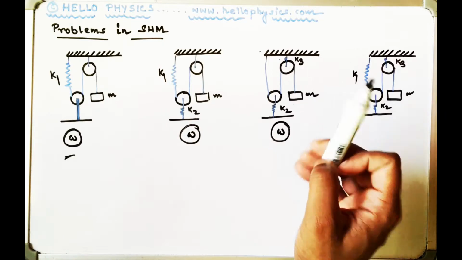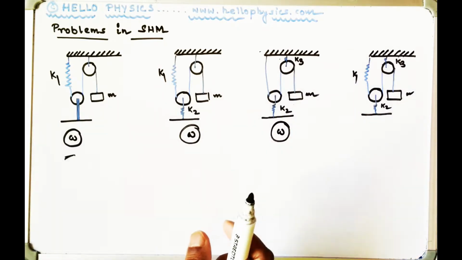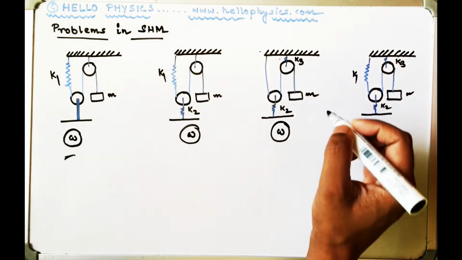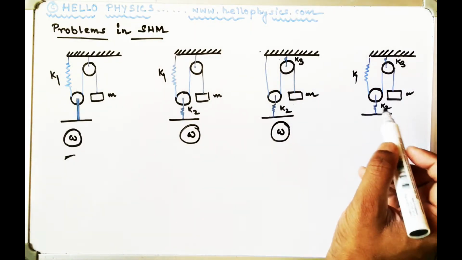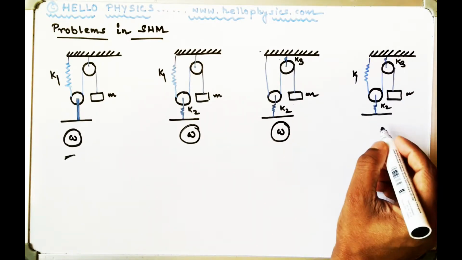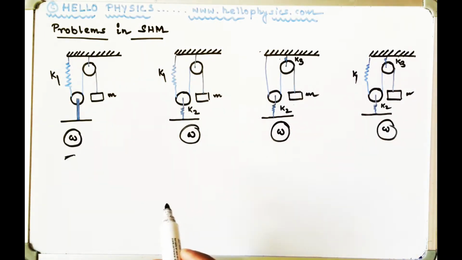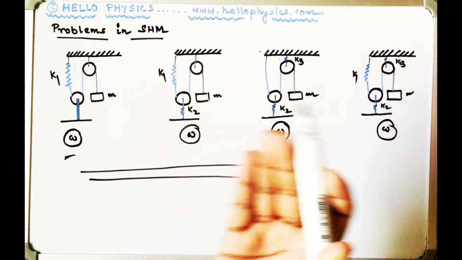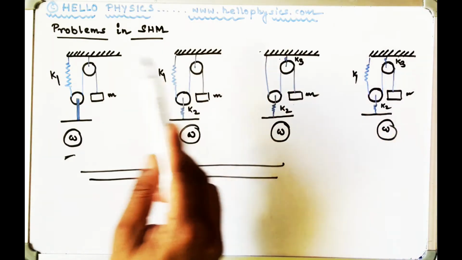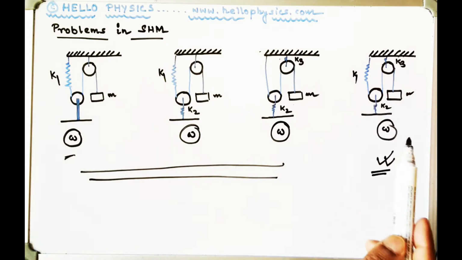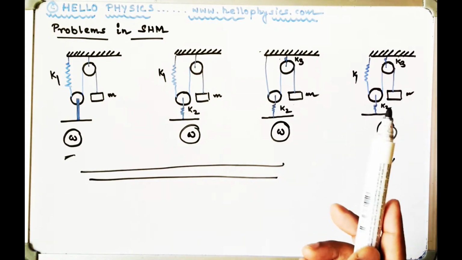That is, if this object is displaced by a small amount from its natural position, find out what omega would be. The fourth setup is the most complicated, where we have K1, K2, and K3, and find out omega for this situation as well. We would be solving these 3 setups in the follow-up videos. If you understand these 3 setups, you can solve the 4th setup by yourself. I would not be solving the 4th setup. It would be left to you as homework.